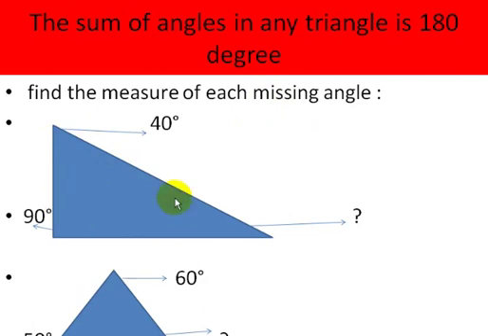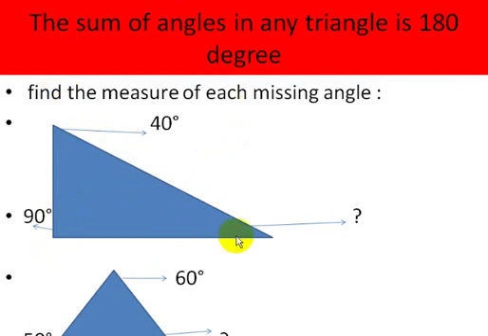Let's start with the first one. What's the type of this triangle? Is it equilateral, isosceles, or right? Yes, it's right because it has here a right angle. It's 90 degrees, and the opposite side of this right angle is called the hypotenuse. So there's the hypotenuse.